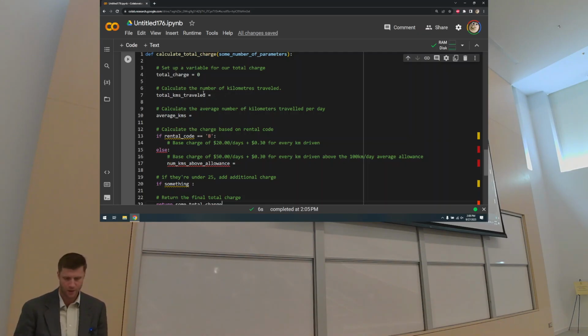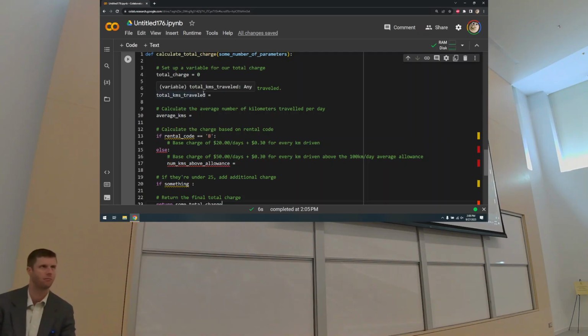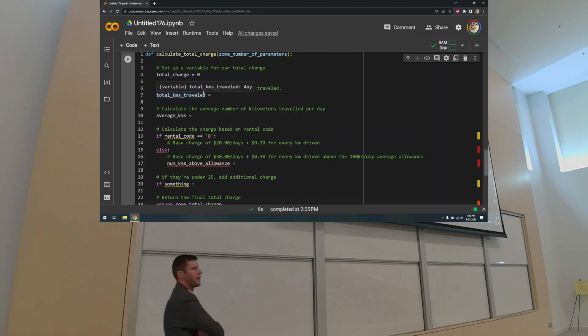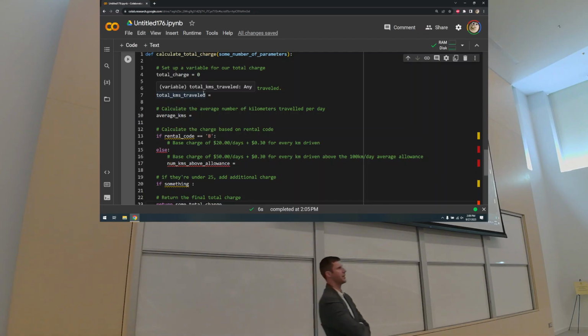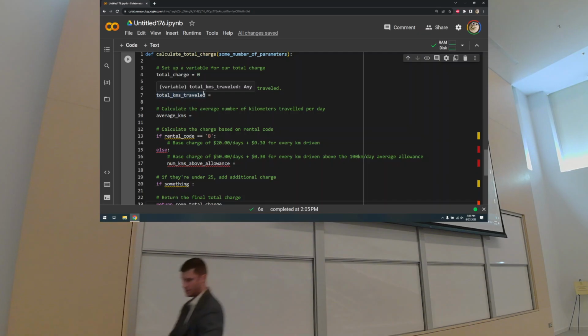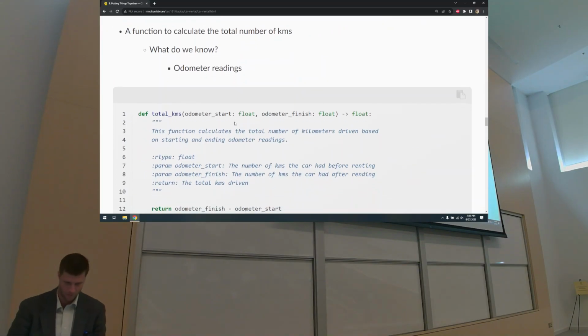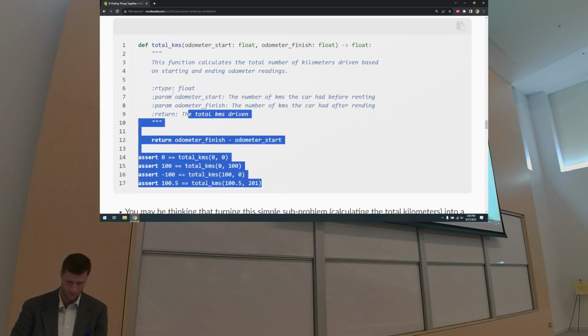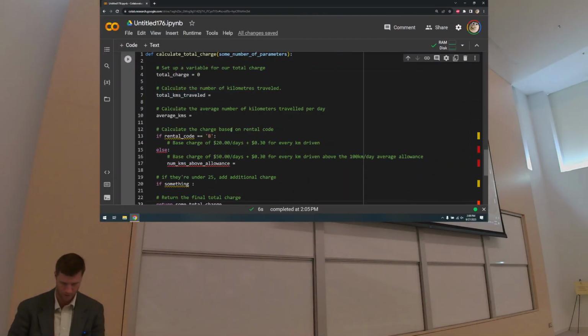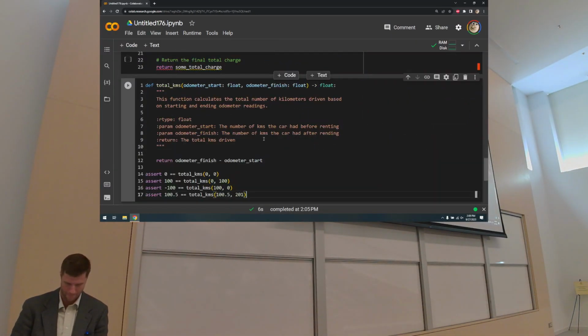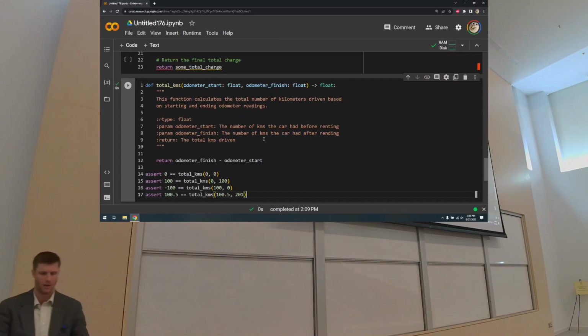You know what? Calculate total kilometers traveled. I can do that pretty easy. It's the ending odometer reading minus the starting odometer reading. If I picked up the rental car and it had 100 kilometers on it, and when I returned it, it had 200 kilometers on it, how many kilometers did I drive? 100. The difference between the two. So I can do that. Let's write that function. There. It might seem silly.